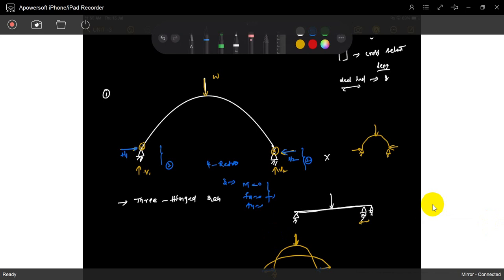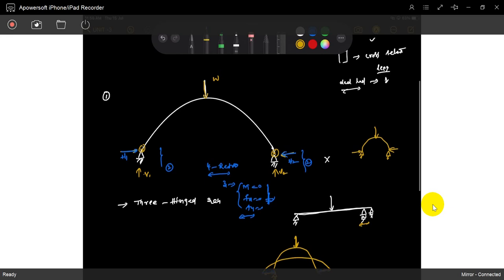So we have four reactions, but we have only three equations. So we can't solve; we can't find the four unknowns. What will happen? We need an extra equation. So what is that equation?